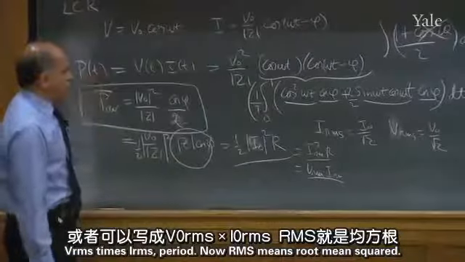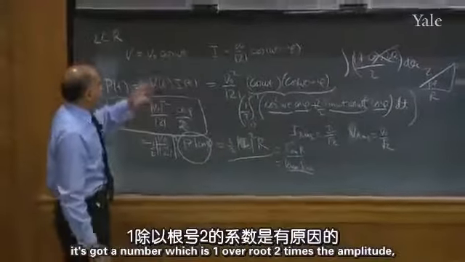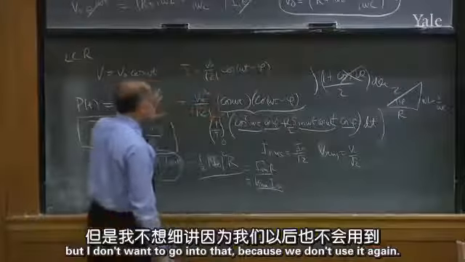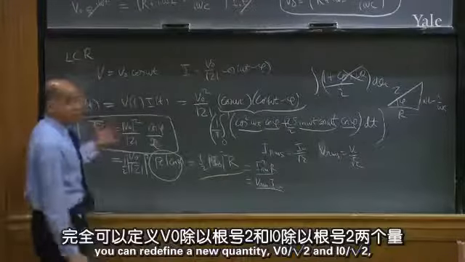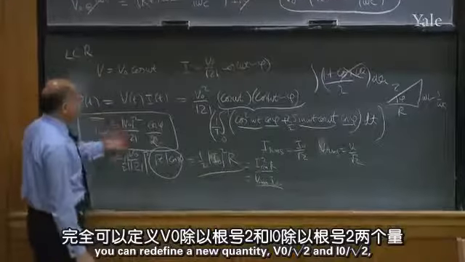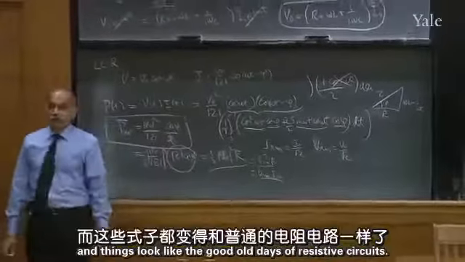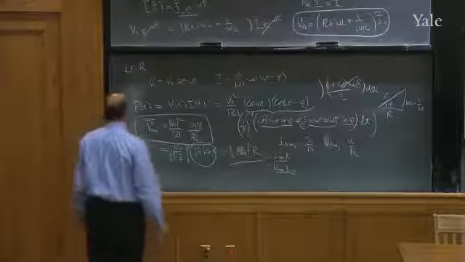Now, RMS means root mean square. There's a reason why, for a trigonometric function, it's a number which is 1 over root 2 times the amplitude. But I don't want to go into that because we don't use it again. The main thing to know is, you can redefine new quantities, V naught over root 2 and I naught over root 2, so that these factors of 2 disappear. And things look like the good old days of resistive circuits.